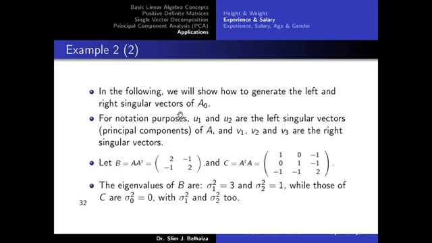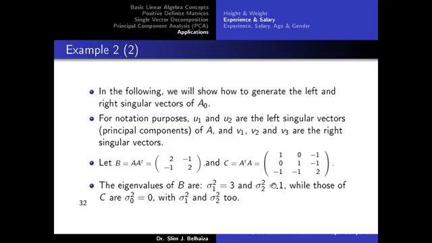Okay, so in the following, we will show how to generate the left and right singular vectors of A0. So basically, I computed a first matrix B, which is AAT, which is square, as you see, and more than this, it is positive definite, as you could check out. Similarly for C, which is ATA, and these 2 matrices B and C do share in common 2 eigenvalues, which are sigma 1 squared and sigma 2 squared, 3 and 1.